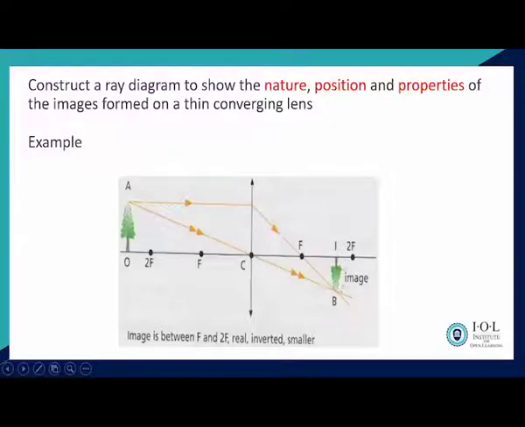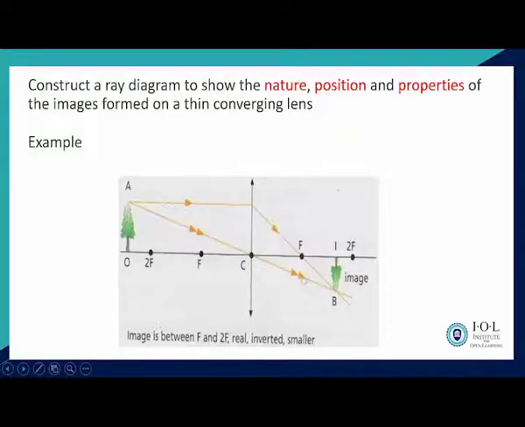Now, where is this image? The position of this image is between F and the 2F, on the other side of the lens, between F and the 2F. Now, what are the nature, or what are the characteristics or the properties of this image between F and the 2F? The characteristics are here. The image is real, the image is inverted, and is smaller than the object.